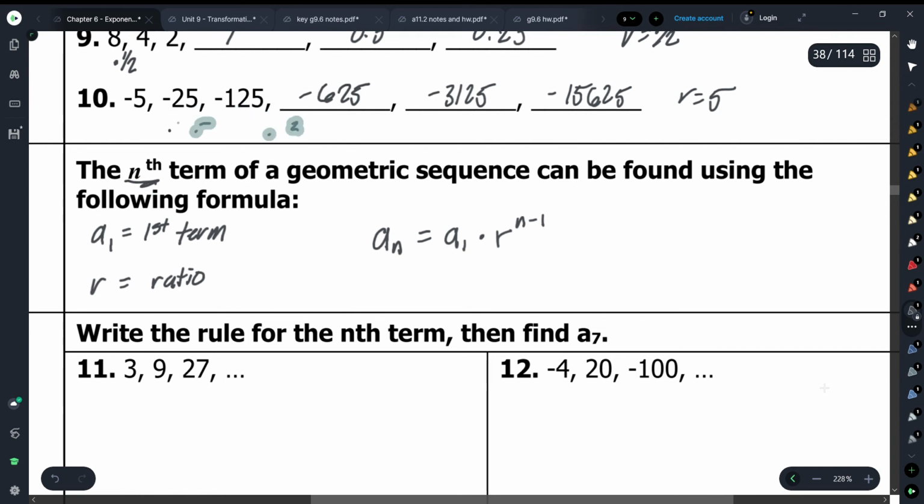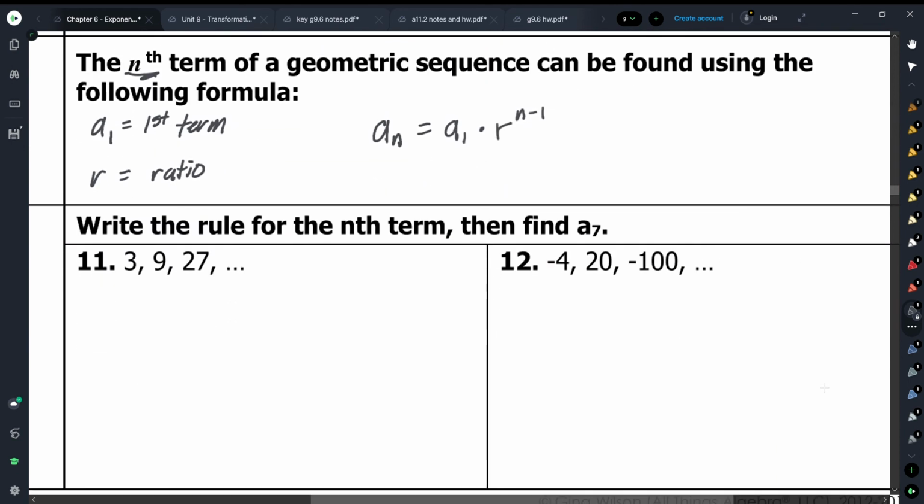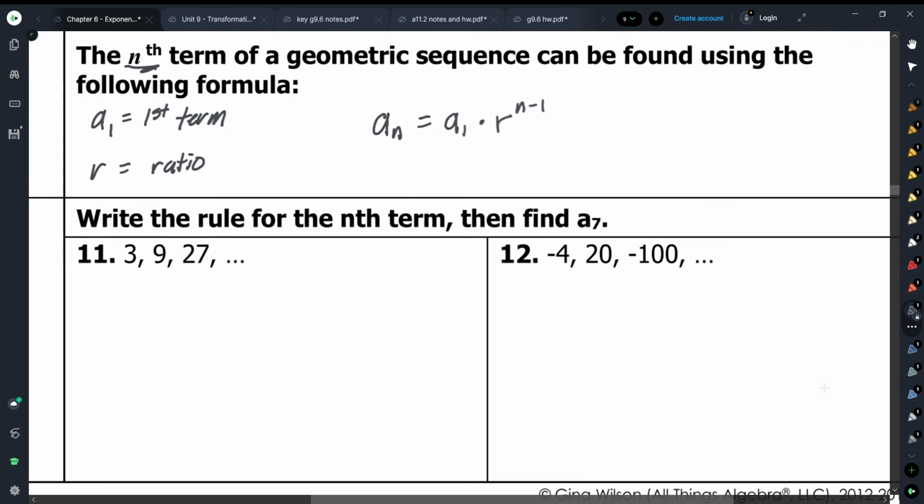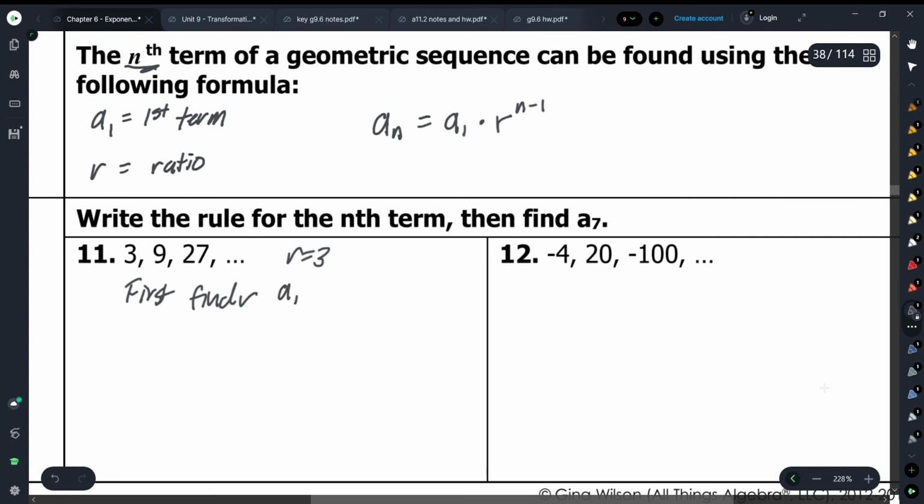So we're going to write the rule for the nth term, then find a7. Okay, so all I really need to do is find r first. So from 3 to 9 is times 3, so r looks like it's going to be 3. My first term, a1, of course, is also 3 here. So our formula would be a sub n equals 3 times 3 to the n minus 1.